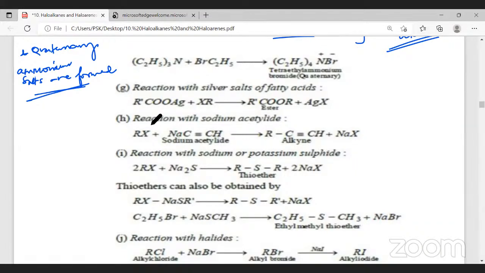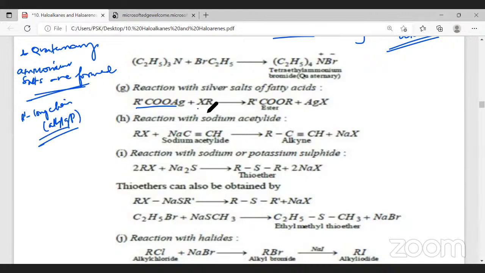So those carboxylic acids, when allowed to react with silver hydroxide, give the silver salt of fatty acids. The silver salt of fatty acids is represented as R-COOAg. Here R is a long chain, again called a long chain alkyl group.